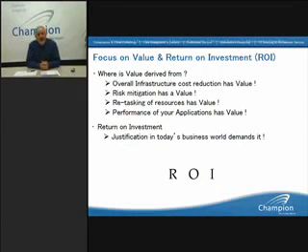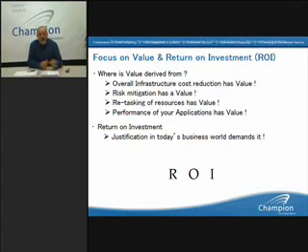So, focusing on the value and the return on investment. When we look at this area, we need to understand what the value is that we're getting out of the solution. So, where is the value derived from when we're talking about data governance, data controls, data management?